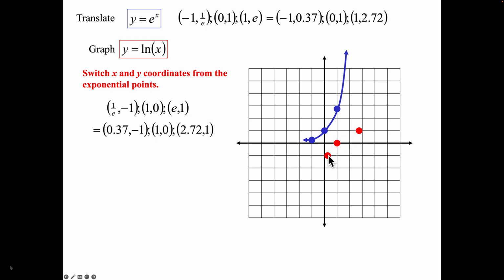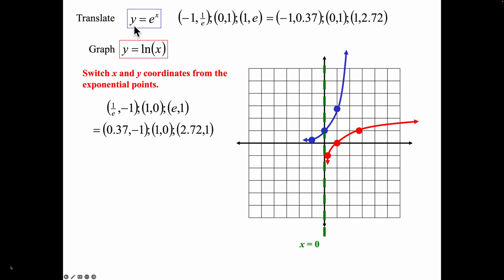Now the x-axis, or y equals 0 for the exponential graph, that horizontal asymptote now becomes x equals 0, the y-axis. So I'll draw that in for my natural log.